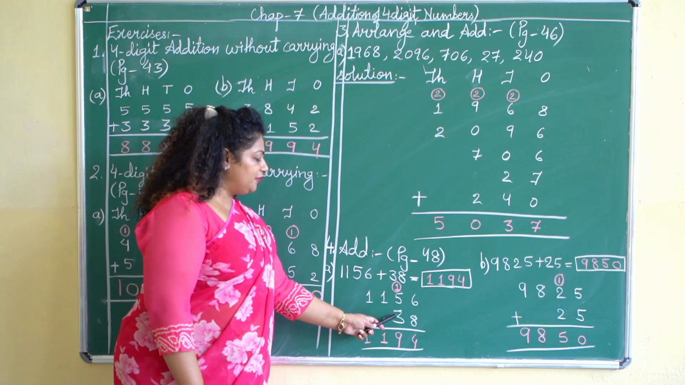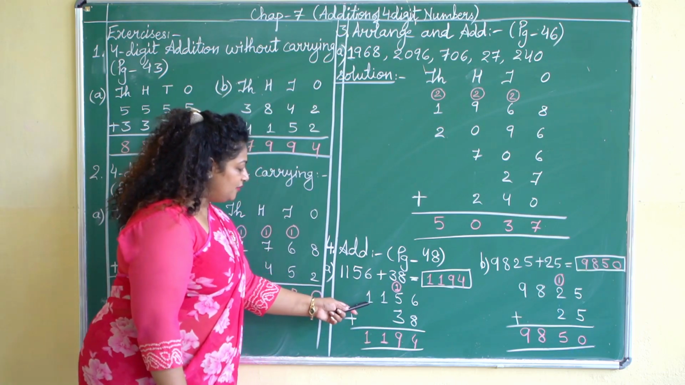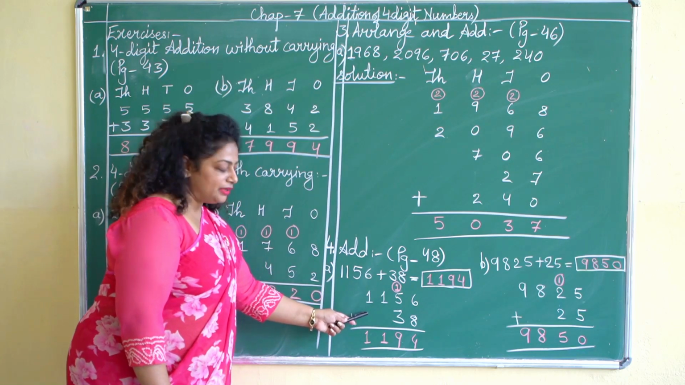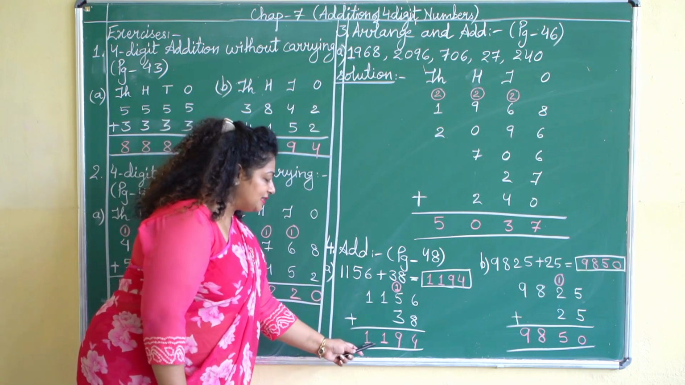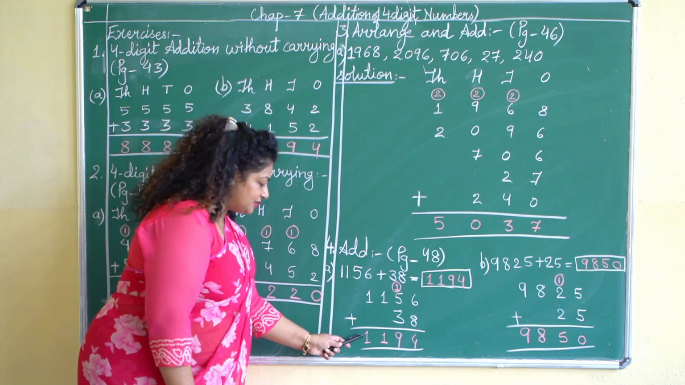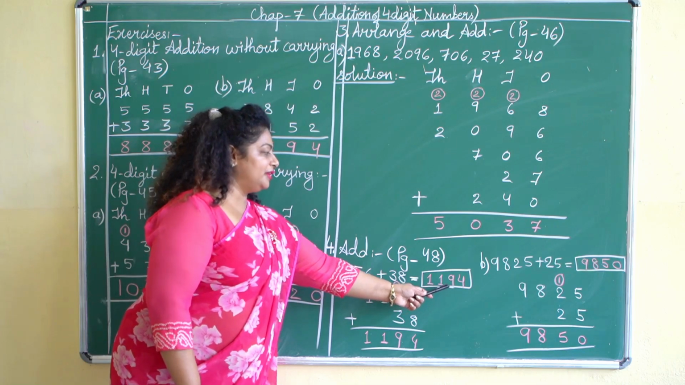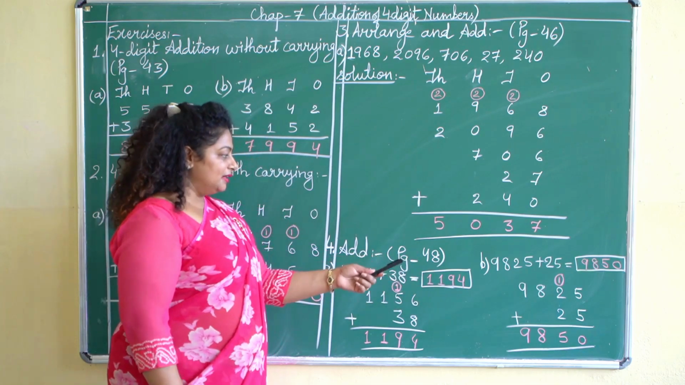5 plus 3 will give you 8. 8 and 1 is 9. The numbers 1 and 1, nothing is given below that, so it is written as it is. 1 is written as it is, and again thousands place 1 is written as it is. So the answer we got is 1194.